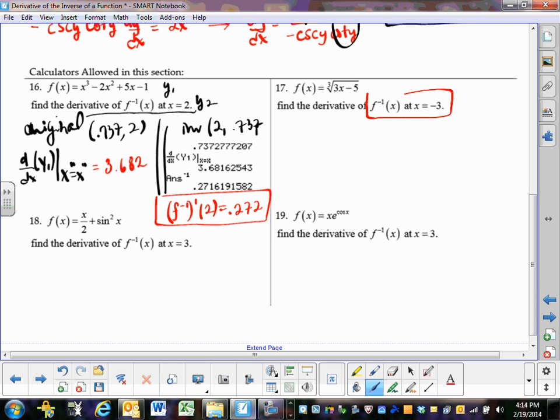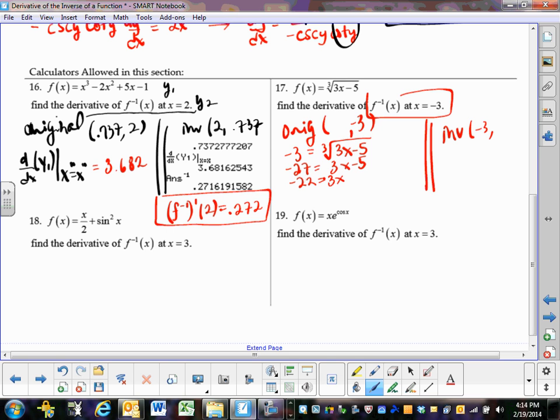Okay, so I'm going to take this over so we have it written there. So that means that the original function had the point 0.737, comma 2. So the inverse function has the point 2, comma 0.737. So remember, I don't want to round that value off. I'm going to use the calculator to do the derivative of y1 at x equal to x. And remember, that's the stored value for x.